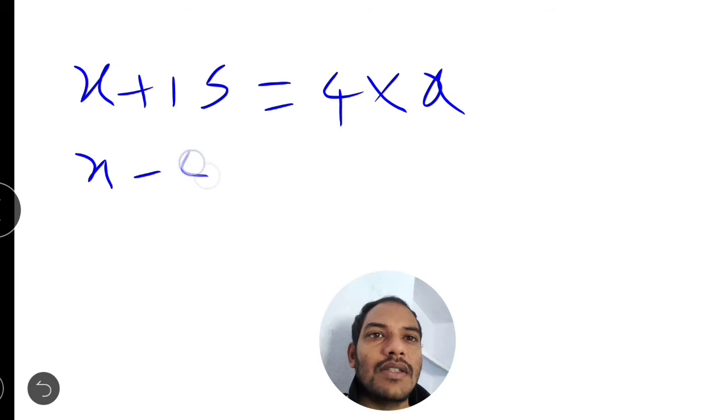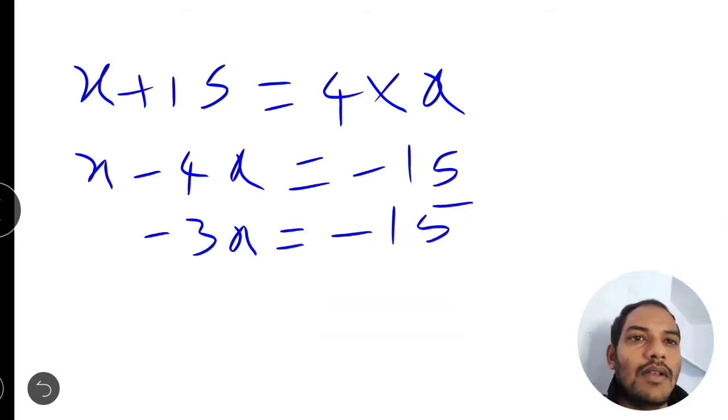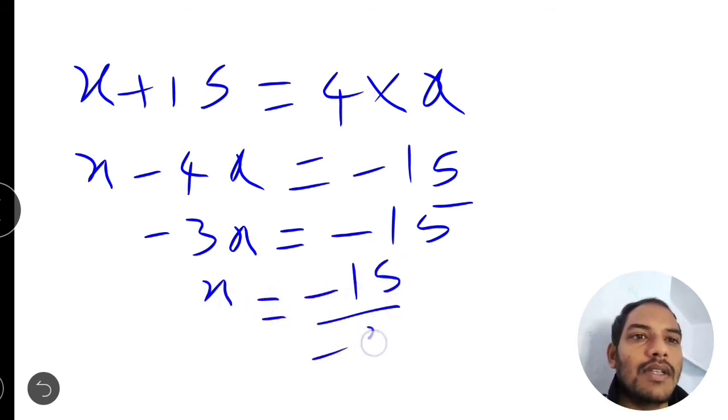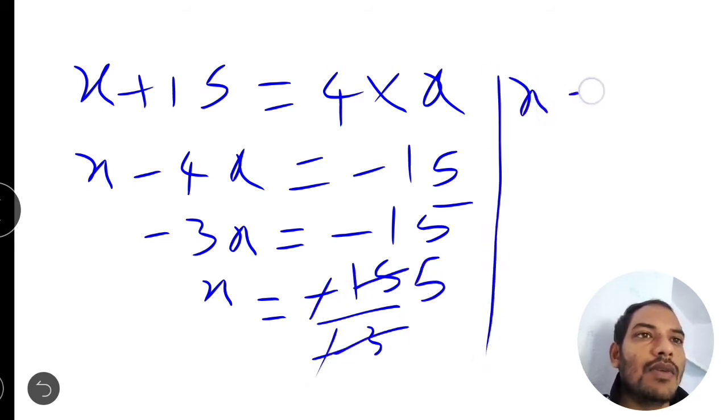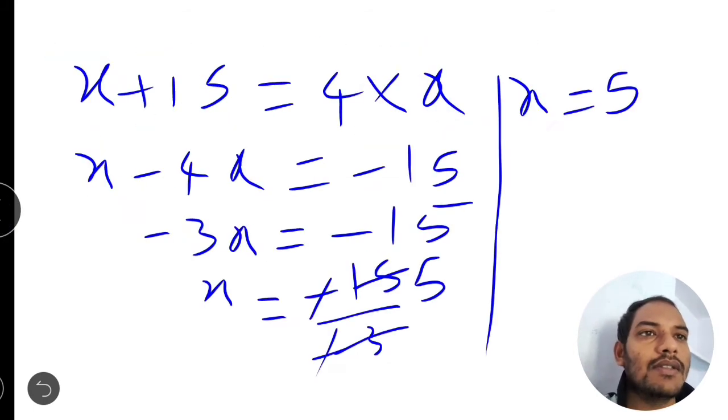So x minus 4x equals minus 15, minus 3x equals minus 15. Then x equals minus 15 divided by minus 3. The minuses cancel, 3 fives are 15. So then the x value is 5. So the present age of Mary is 5 years.